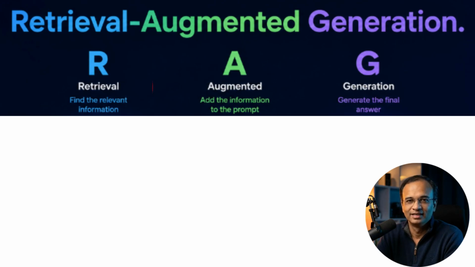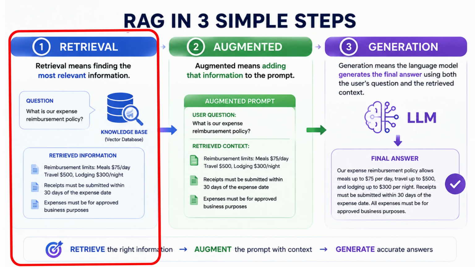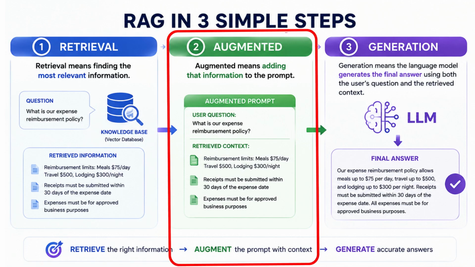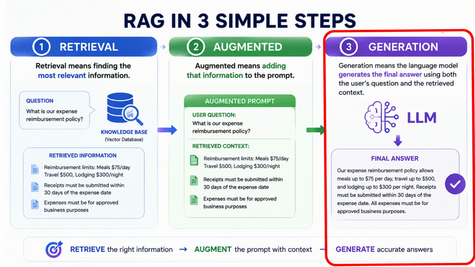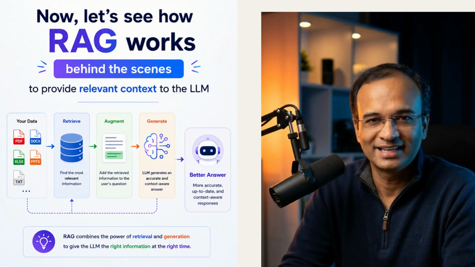RAG stands for Retrieval-Augmented Generation. Let's break it down. Retrieval means finding the most relevant information. Augmented means adding that information to the prompt. Generation means the language model generates the final answer using both the user's question and the retrieved context. Now let's see how RAG works behind the scenes to provide relevant context to the LLM.